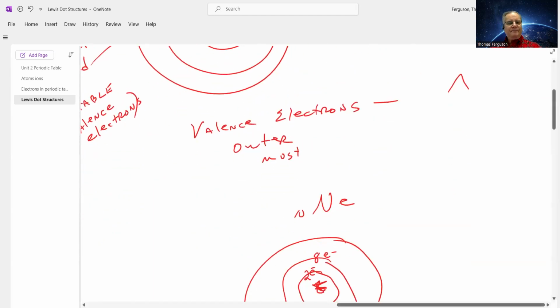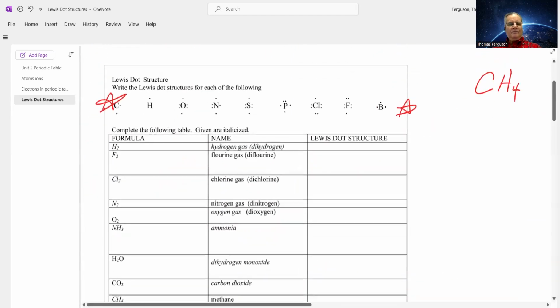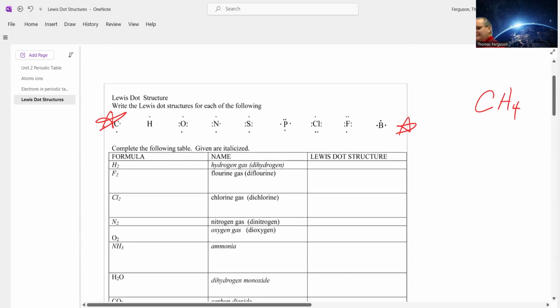All right, so going back to Lewis dot structures.